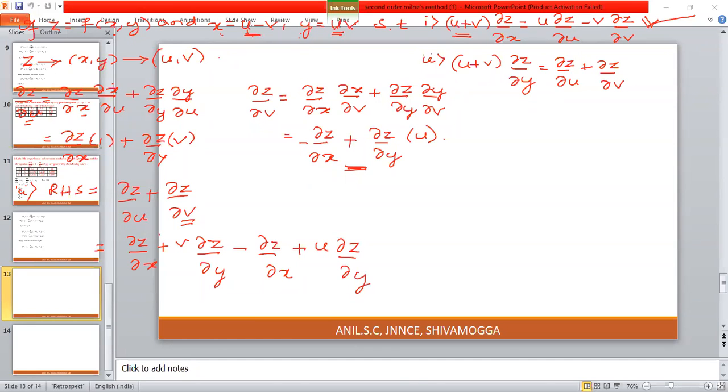Now cancel this plus del Z by del X with this minus del Z by del X. And from the remaining two terms, we can take del Z by del Y as common factor. As del Z by del Y comes outside, what we get inside is U plus V into del Z by del Y. This is what we required, left hand side. Hence the identity is proved.